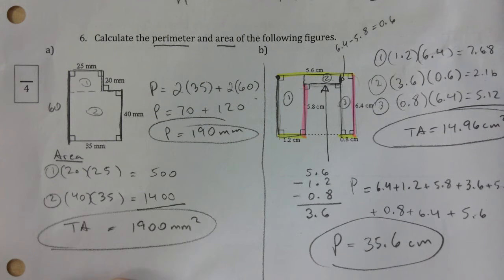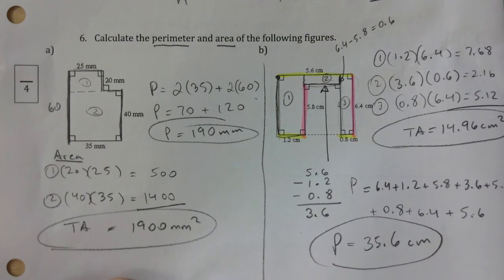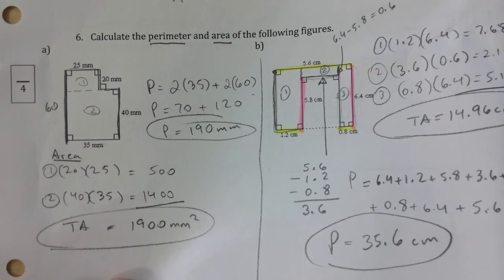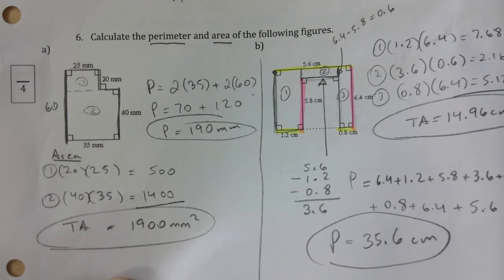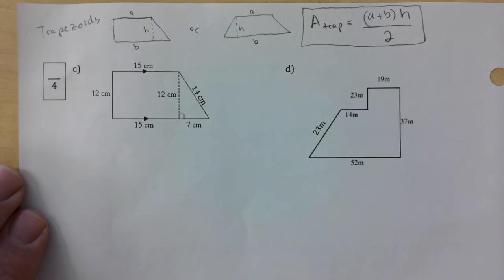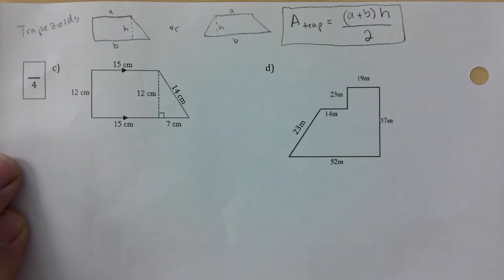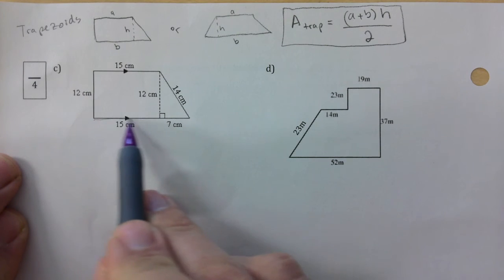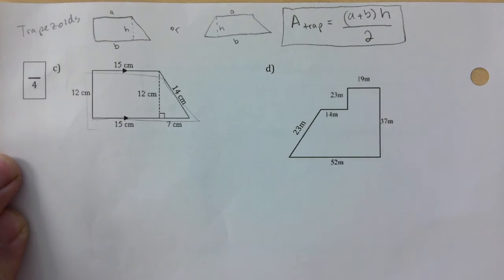Okay. The perimeter of a trapezoid is a little different, Christopher. You'll see now that I do it. There's no formula, unfortunately. So it would just be adding up the sides like that.